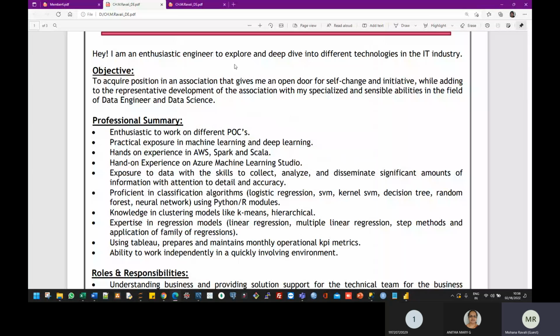So I have AWS, Spark, Scala also. Azure, AWS, DevOps, I have almost explored them. Even RPA. You know RPA? Robotic process automation, the next AI. Next, any advanced project, you know, Boeing.